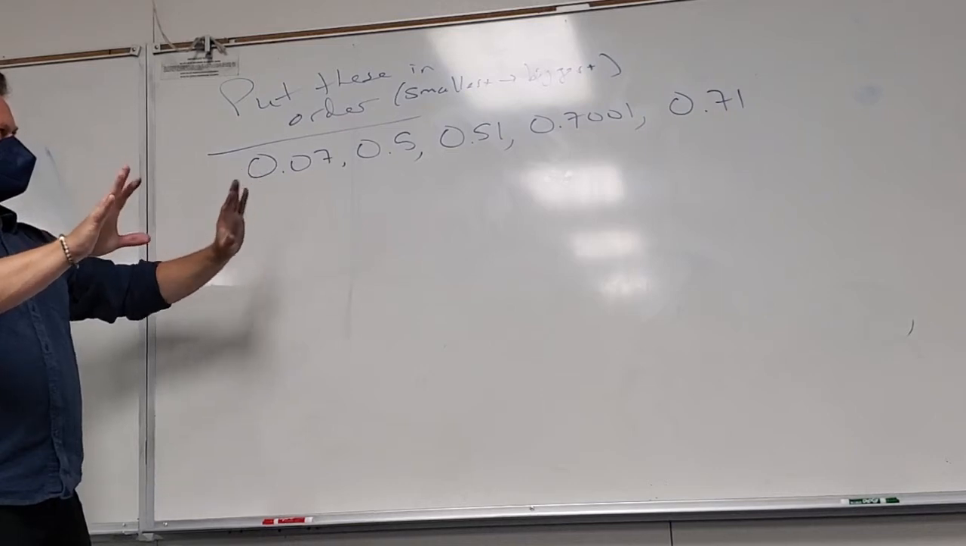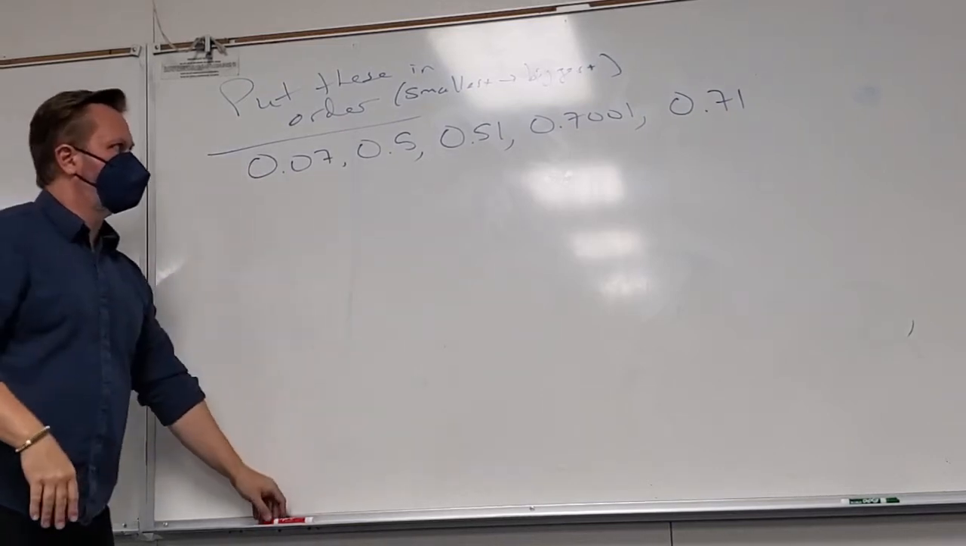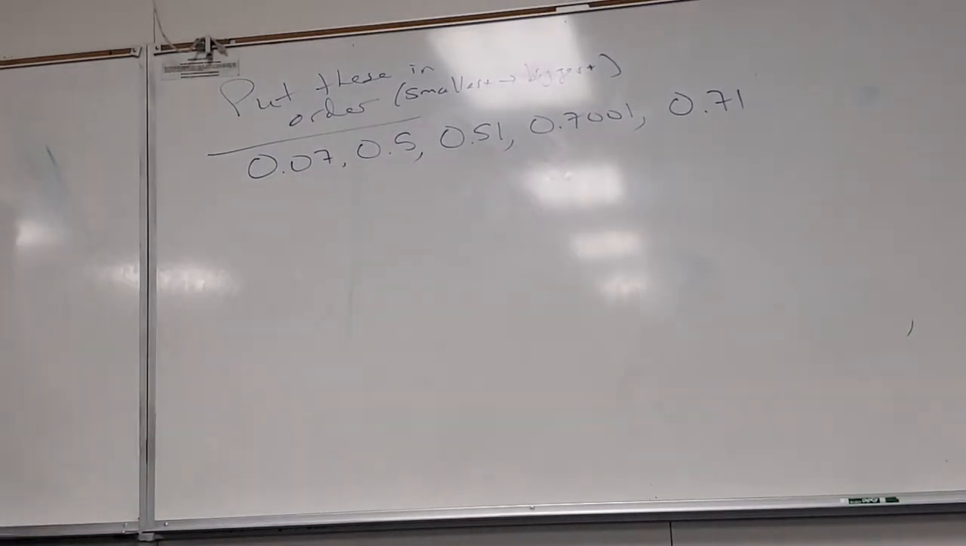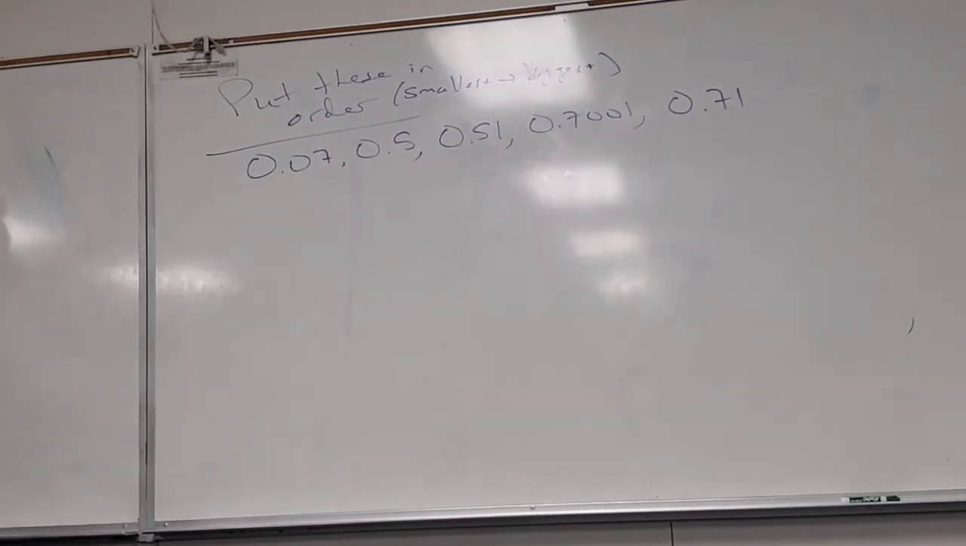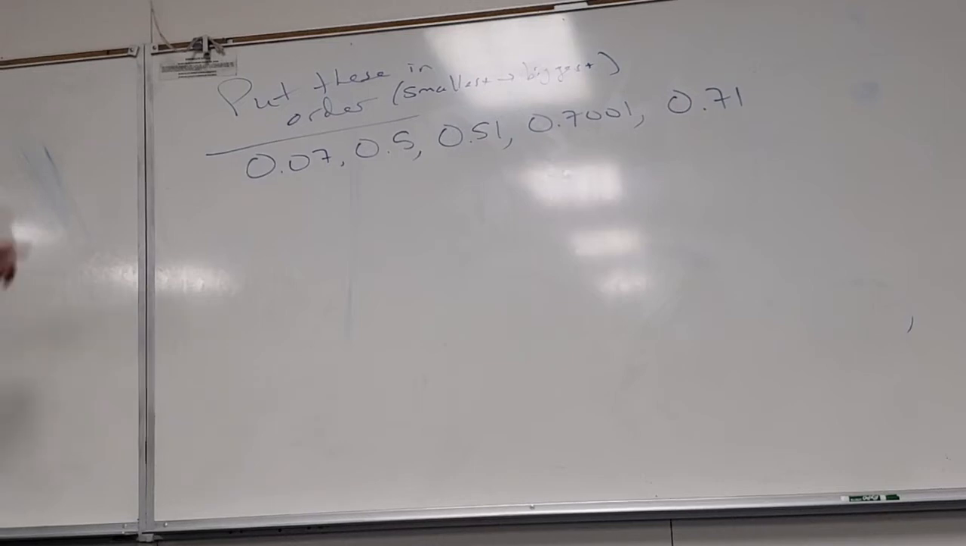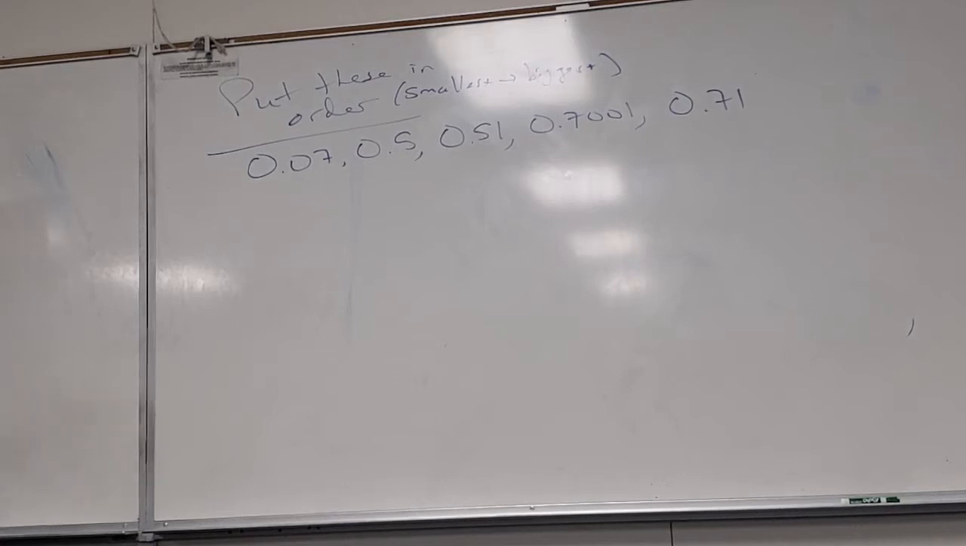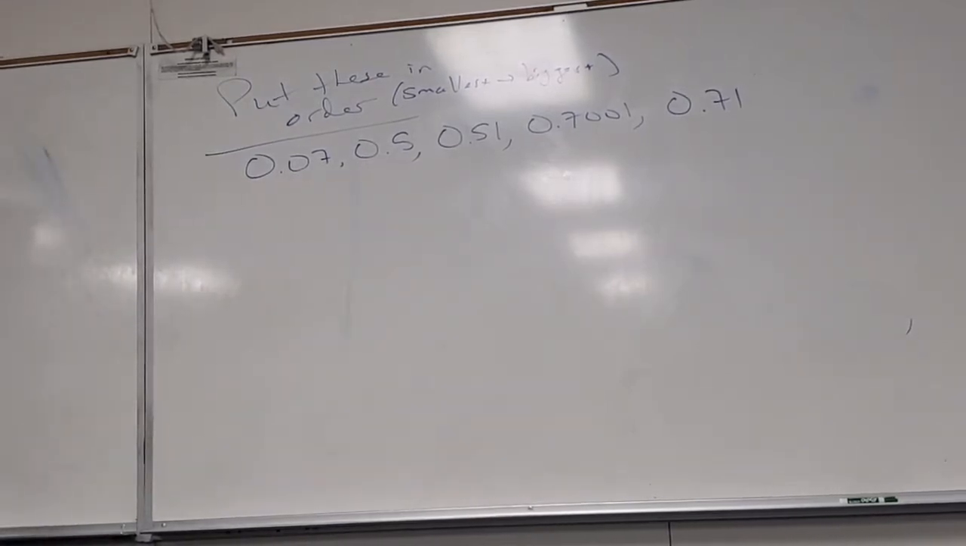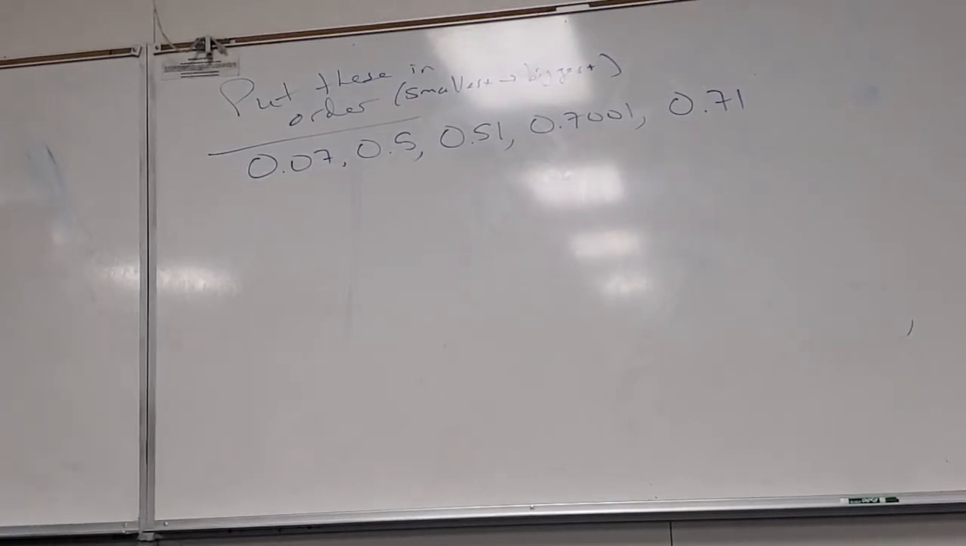All right, who's got the answer? What's definitely the smallest thing up here? No. Which one? I love it. That one right there. I'm pointing to 7,001 over 10,000. That's not the smallest. 0.07 is the smallest. So what is it that makes it difficult to compare these? What would make it easier to compare them?